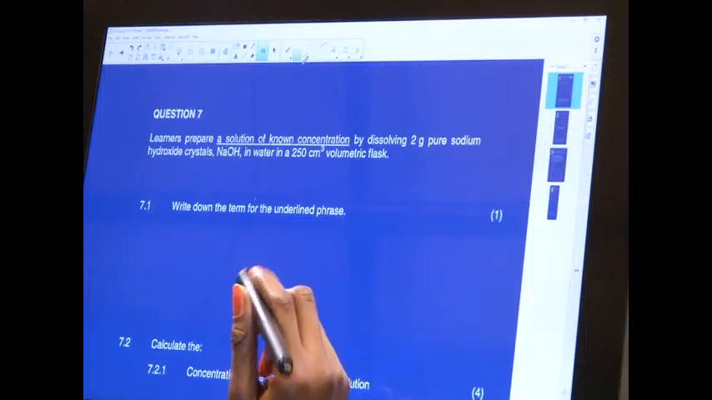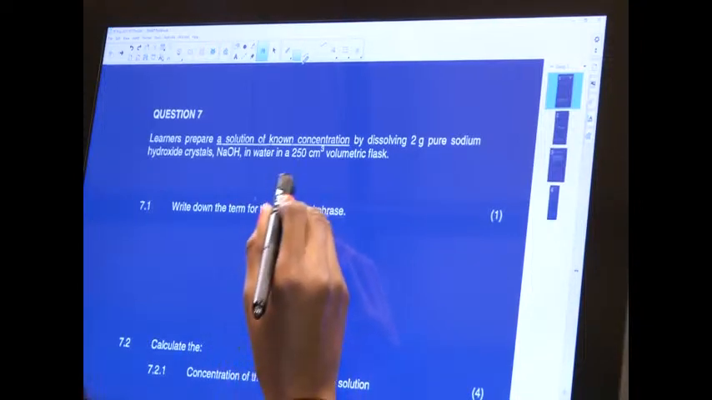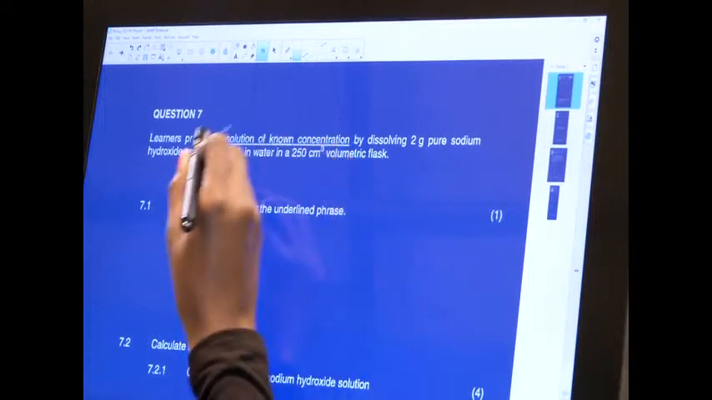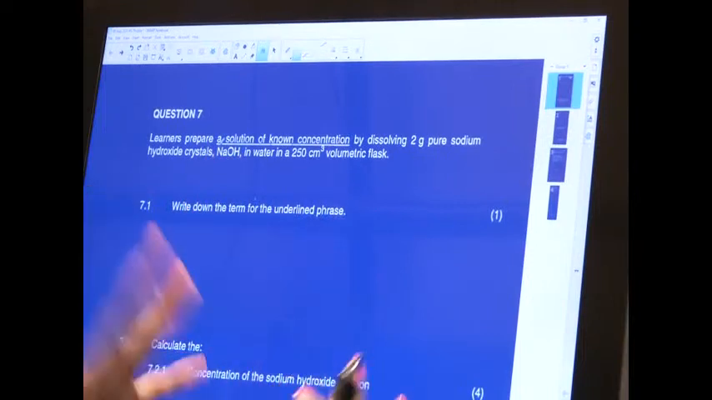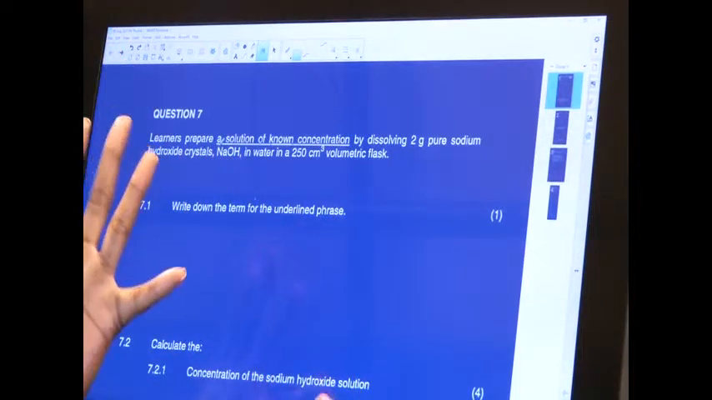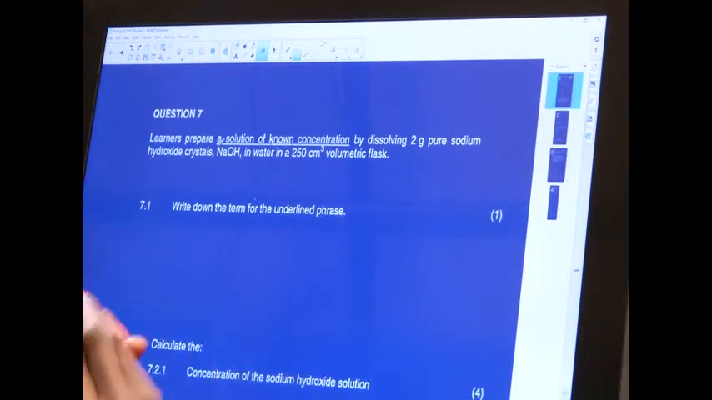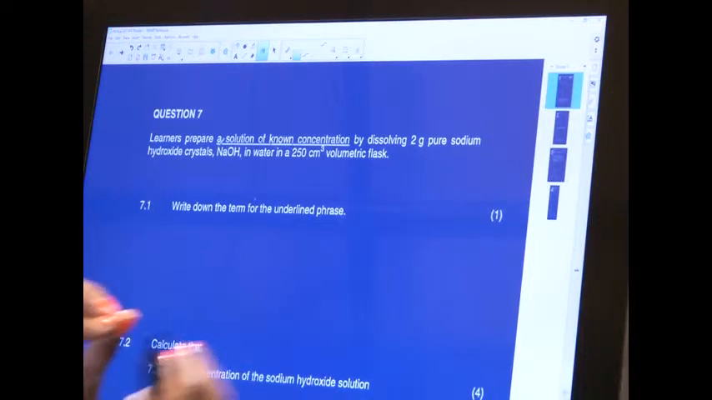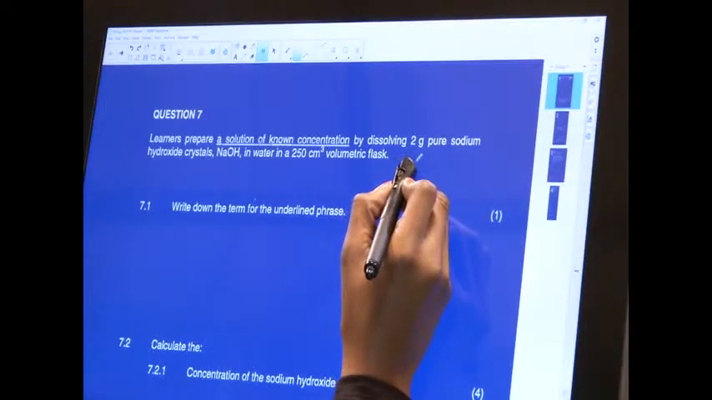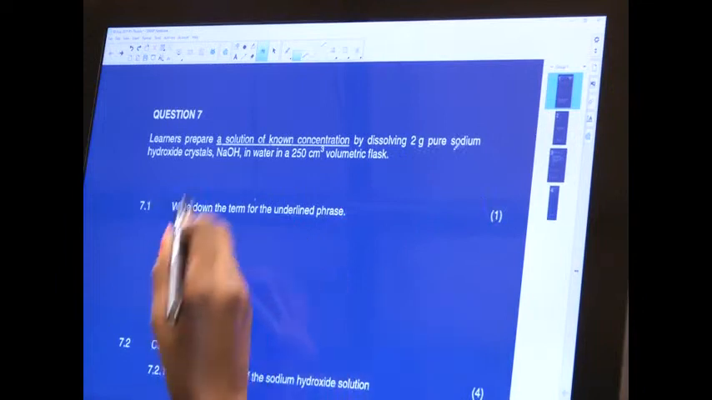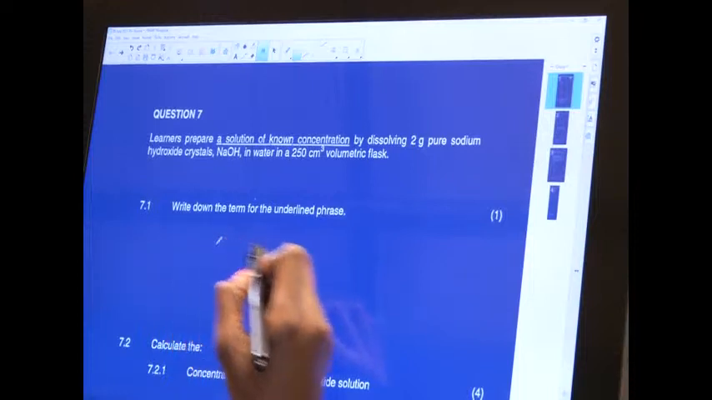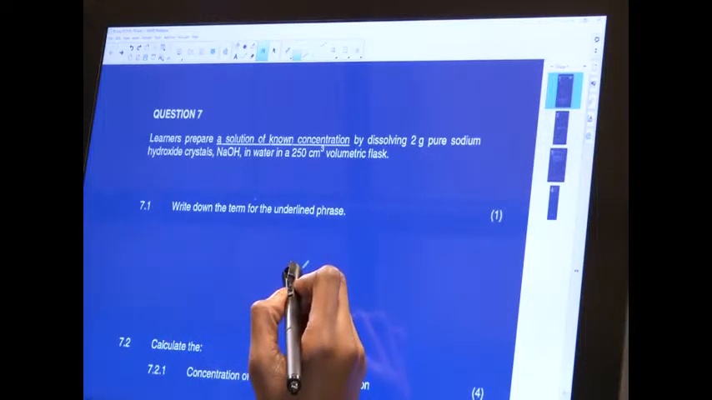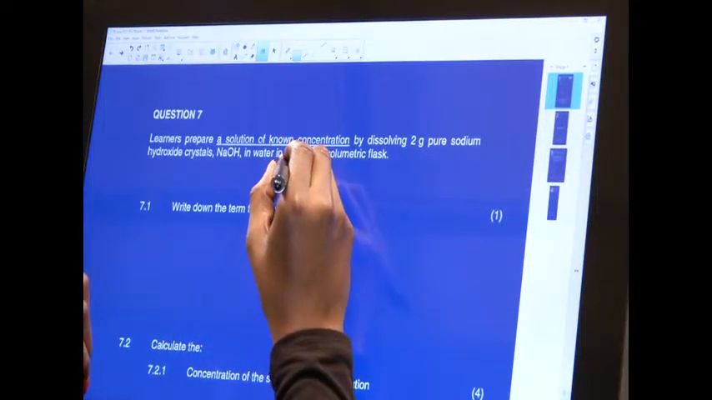The question reads, learners prepare a solution of known concentration. Now, if you have already been practicing past papers, the minute they underline something or write it in bold or big letters, the examiner is trying to catch your eye, or that specific phrase actually means something very important. So, of known concentration, by dissolving 2 grams pure sodium hydroxide crystals, NaOH, in water in a 250 cubic centimeter volumetric flask. Just want to highlight on this.